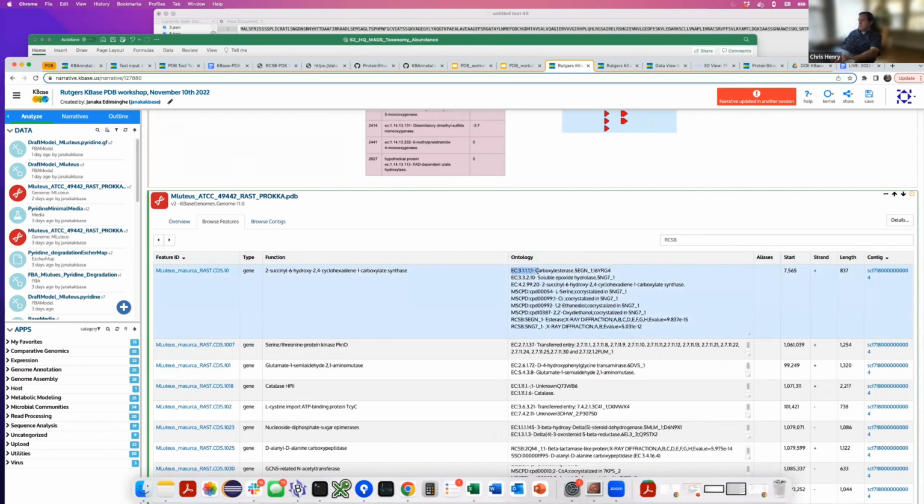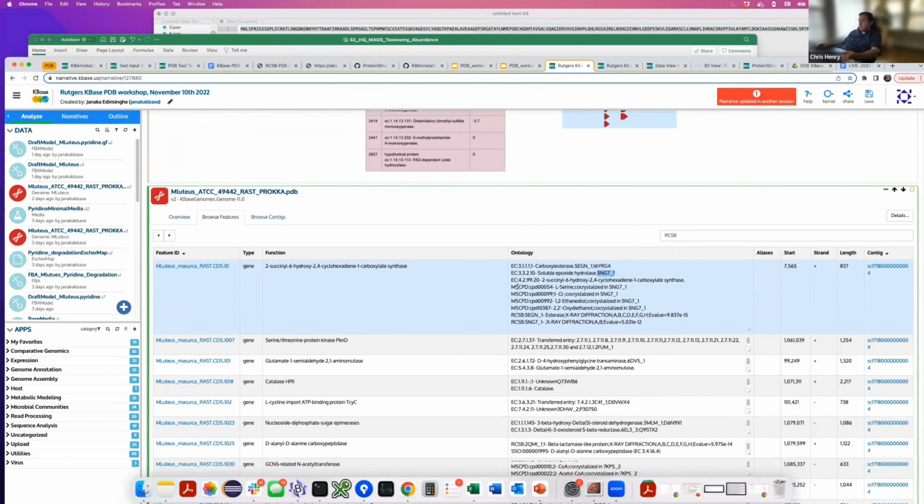So these are the EC numbers that were added. And what this is saying is that this EC number was added because this gene is a hit for this structure in UniProt. And this is for UniProt. This EC number is in here because this gene is a hit in PDB. So it shows you where the EC number came from.